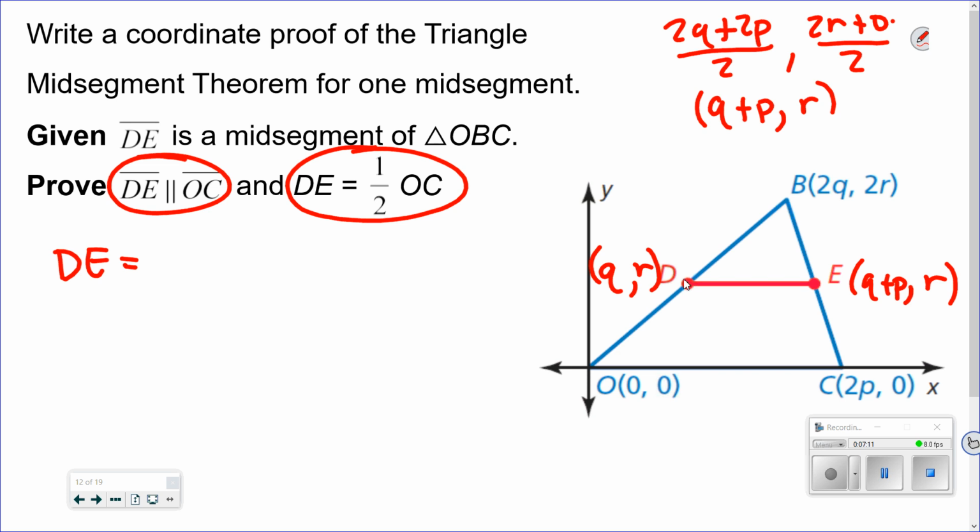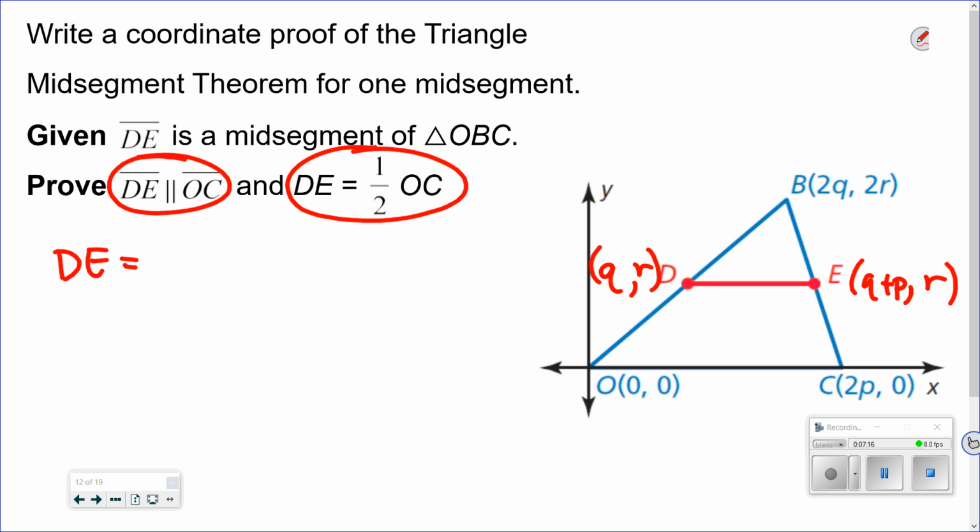Okay, distance formula. I'll put that up here. The distance formula, just as a reminder, is distance is equal to the square root of, you take the x's, and it doesn't matter what order you go in, you just subtract the 2 x's and square it, plus, you subtract the 2 y's and square it. And it doesn't matter what order you go in. So let's start with DE.